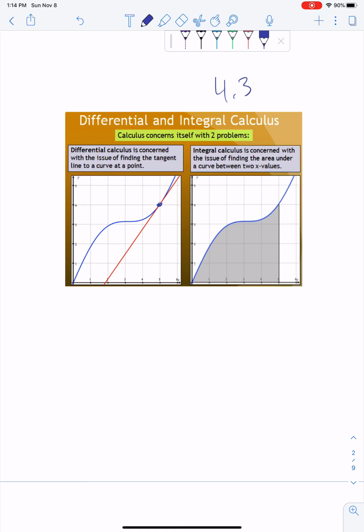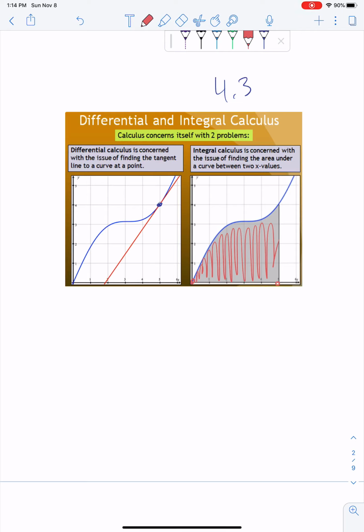The other half of calculus is called integral calculus, and that's where we are concerned with finding how much area is underneath a curve or a function between two different x values. So in this picture on the right, we've got from 0 to 5, and we would want to know how much area is under the curve of that function. And that's called integral calculus.